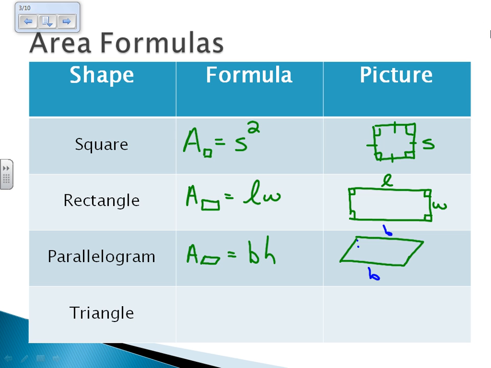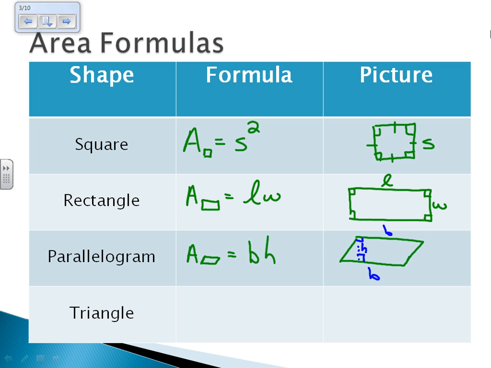That means that you have to draw a line called the height, and the height is perpendicular to both of those sides. Does that make sense? Okay? It's the perpendicular distance between the two bases. All right? It's very similar to a triangle. We'll talk about it in a second.